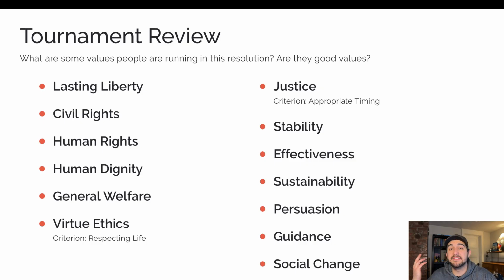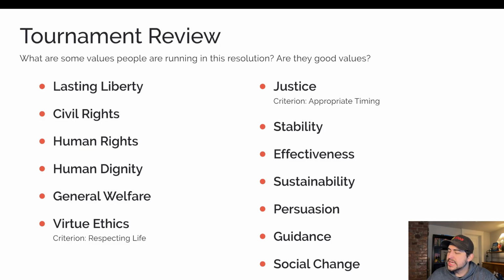If we look at the idea of justice, we have the idea of appropriate timing as their criterion. But how do we know when something is appropriate timing? Again, a criterion should never leave more questions than answers. So we might have the value of timing or something like that, and then the criterion of the measure by which we've achieved the appropriate timing.